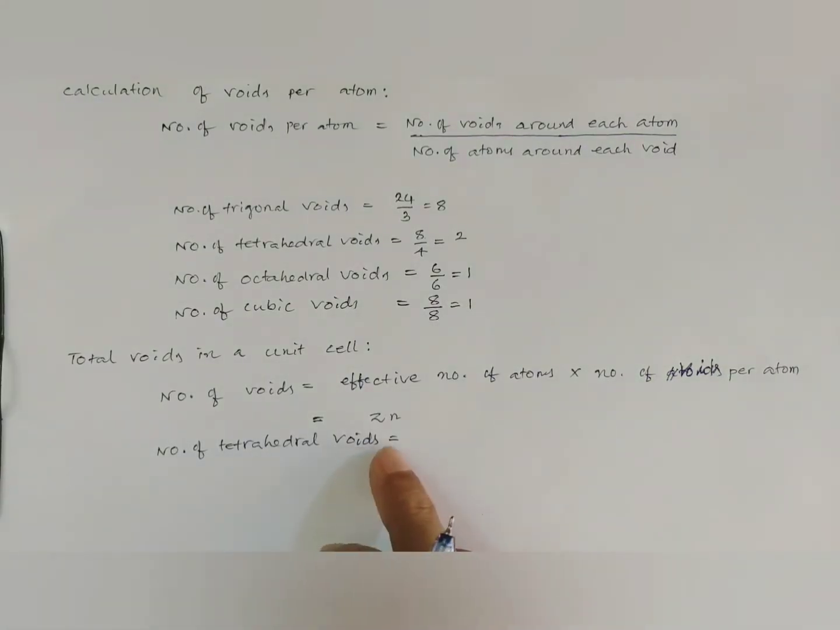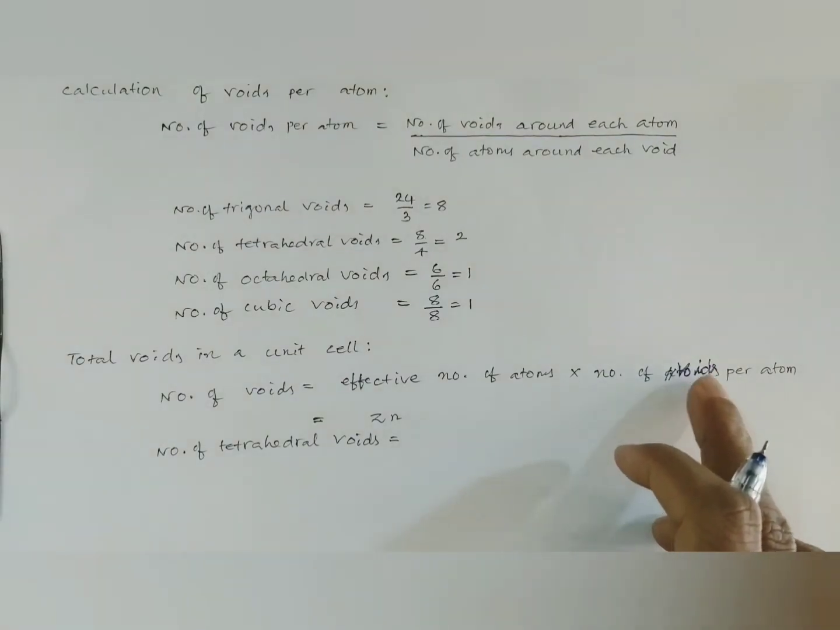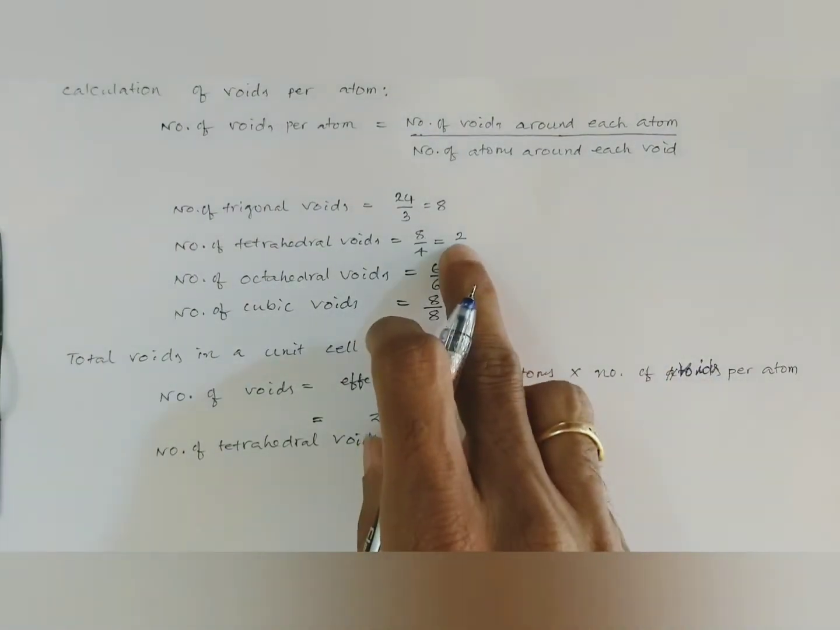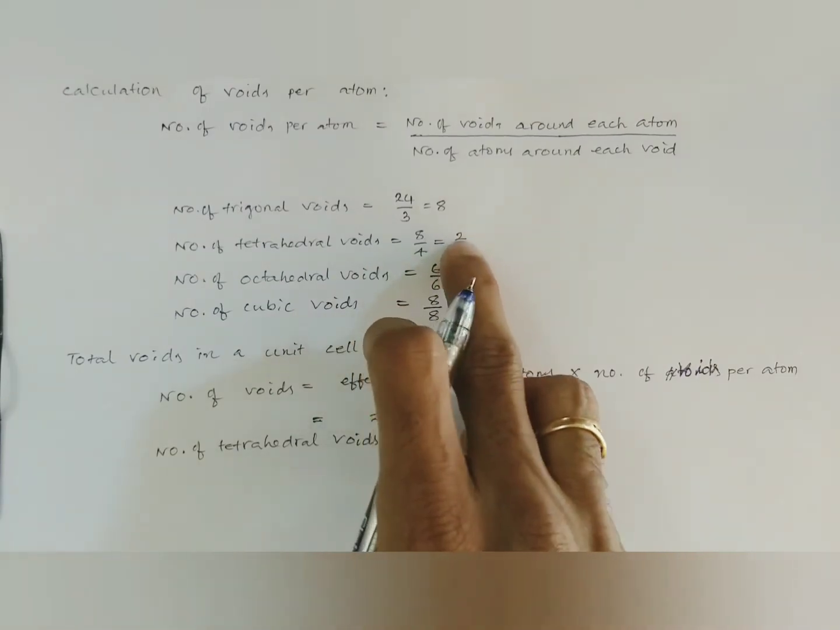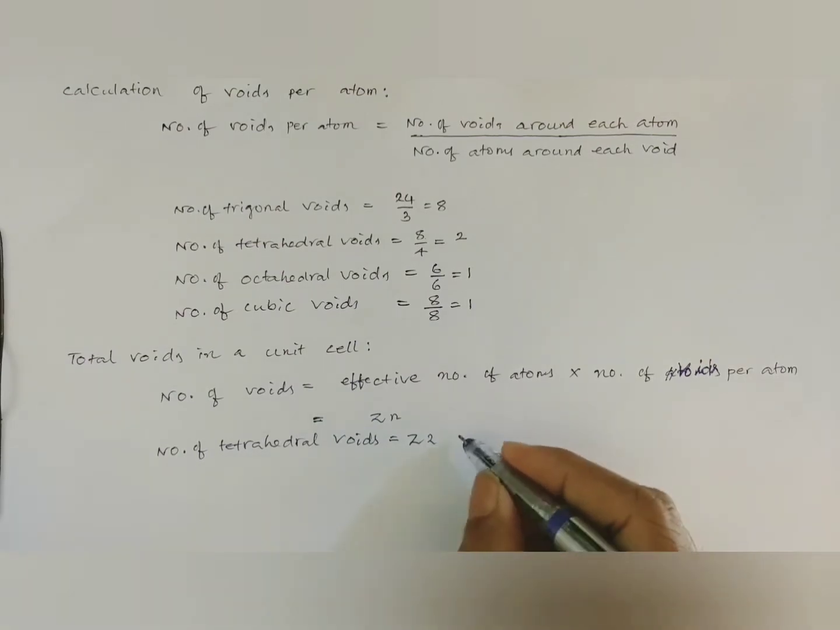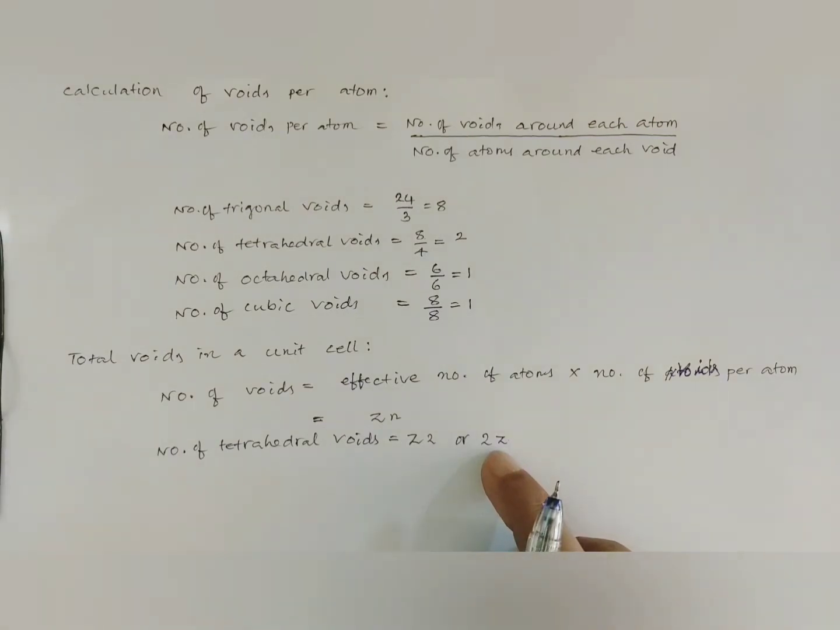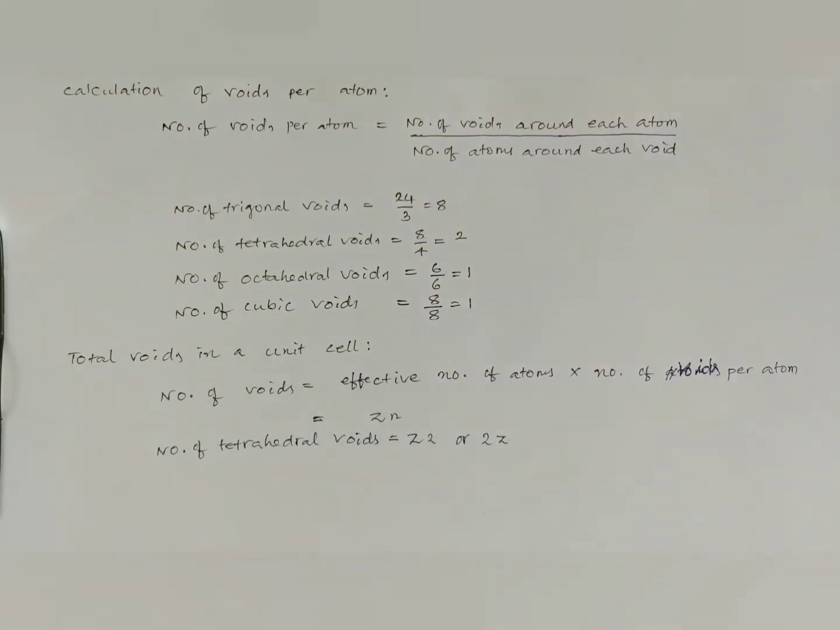So the number of tetrahedral voids is given by Z into number of voids per atom. How many tetrahedral voids are there per atom? Here we have calculated the number of tetrahedral voids per atom as 2. So we will substitute the same thing, Z into 2 or 2Z, where Z is the effective number of atoms. Suppose if you take FCC, the effective number of atoms is 4. So 2 into 4 will be equal to 8. So FCC contains 8 tetrahedral voids.